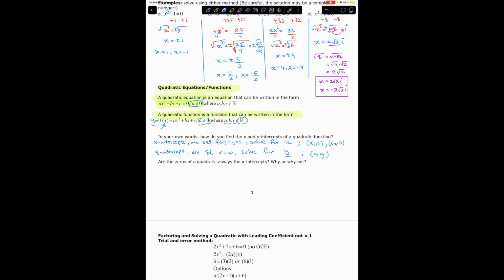Here is a question for you to think about. Are the zeros of a quadratic always the x-intercepts? Why or why not? I'm going to give you a hint really quick. Notice how some of the equations are going to yield complex solutions. These complex solutions sometimes have a part that is real and a part that is imaginary. Sometimes they have only the imaginary part. These imaginary or complex solutions, you're not going to be able to plot them on the xy plane.